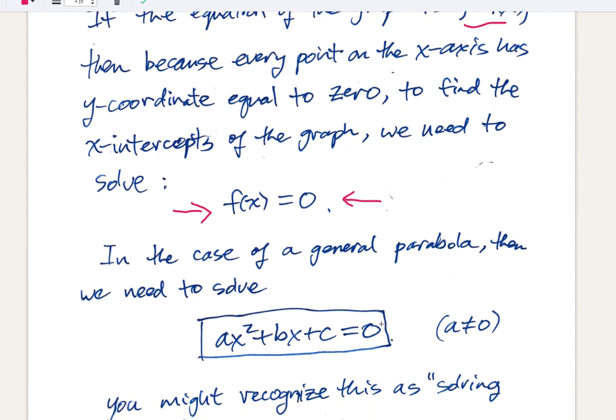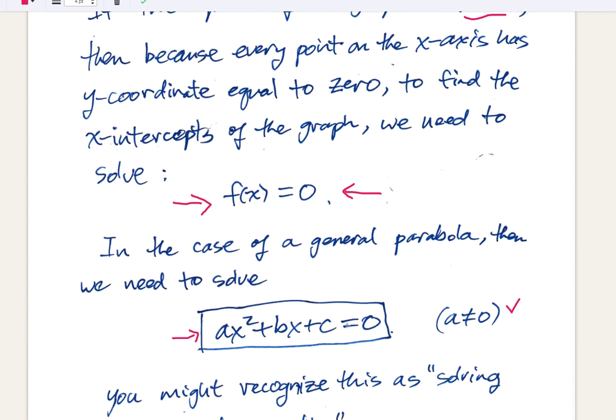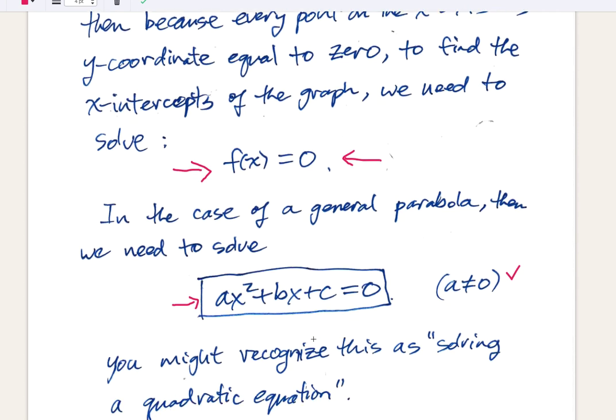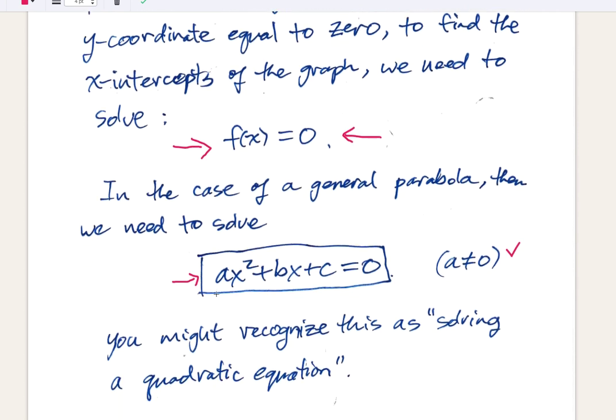In the case of a general parabola, we know our function looks like this: ax squared plus bx plus c. So that's going to be set to 0. Just a reminder, a is not 0 to be a parabola, okay? And we need to solve that for any real solutions. We're going to see problems of this type sometimes do not have any real solutions. They will always have what we call complex solutions, but more on that in a future video, okay?